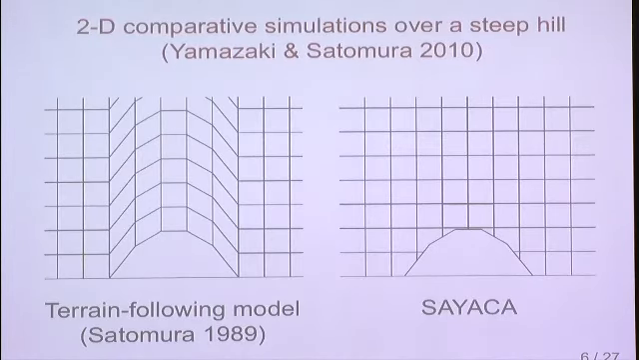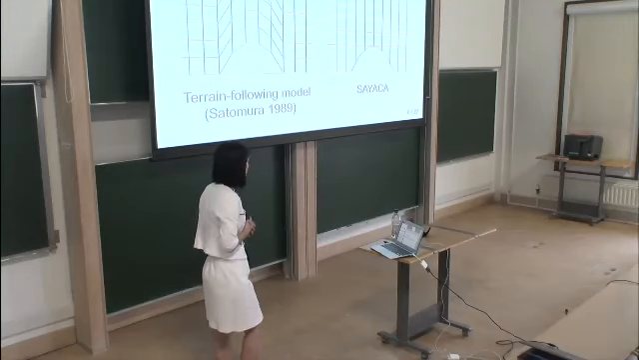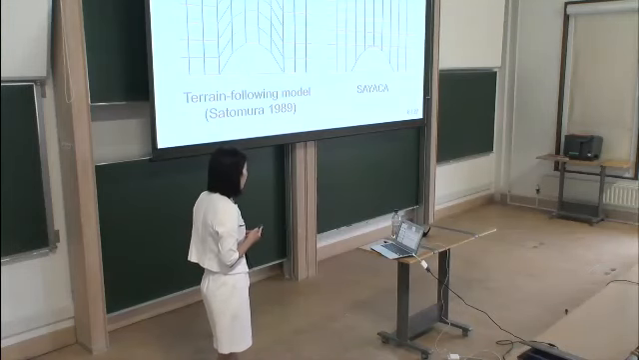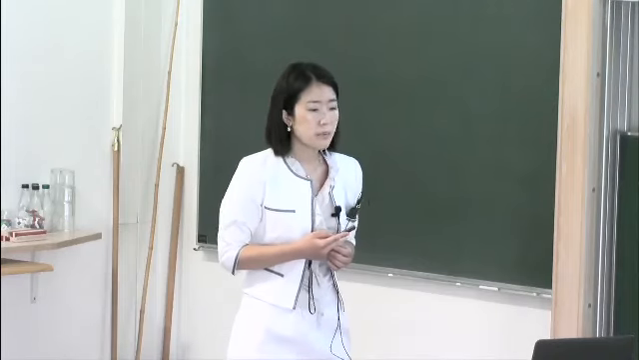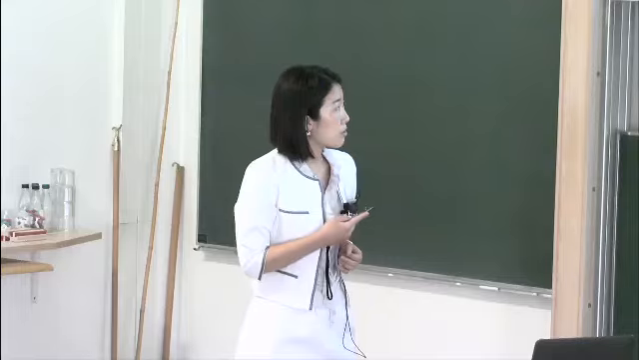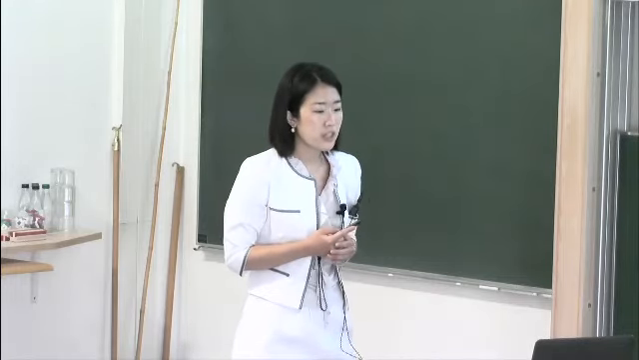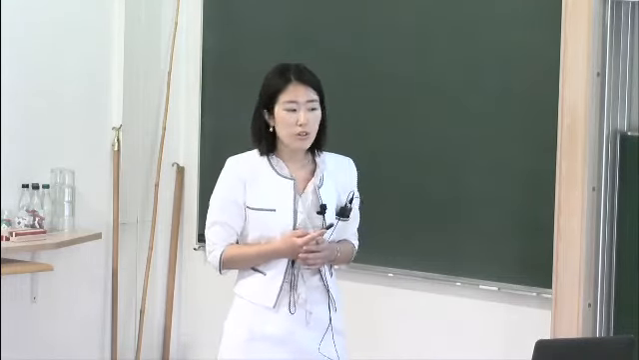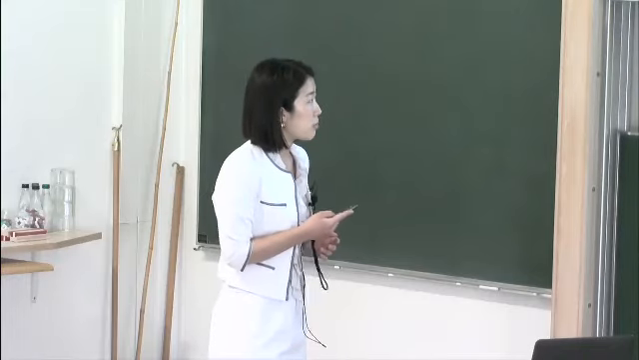For example, here I performed two-dimensional comparative simulations of flow over a steep mountain using a terrain-following model developed by Satomura in 1989 and my Cartesian model. In this test, a semicircular mountain is represented by terrain-following grids and Cartesian grids, respectively. We can see that in the terrain-following model, the computational grids are largely distorted along the steep slopes at the foot of the mountain.